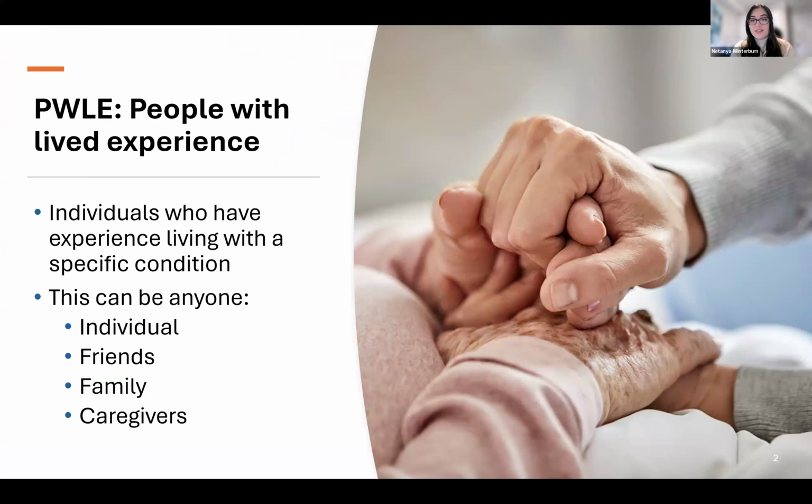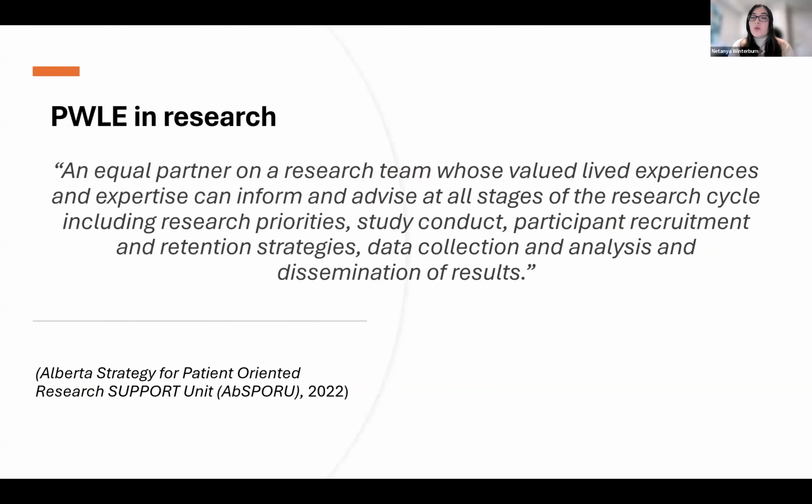So as many of you know, people with lived experience are individuals who have experience living with a certain condition. This doesn't necessarily have to be the individual with the condition itself, but can also be the family members, caregivers, friends, or others who have experience with what that condition entails. When engaging people with lived experience in research, AbSPORU defines it as equal partnerships where people with lived experience provide critical stakeholder feedback, advising all different stages of research. This can be objectives, study procedures, outcomes, and this feedback guides research priorities to make them more impactful and applicable for addressing community needs and concerns.